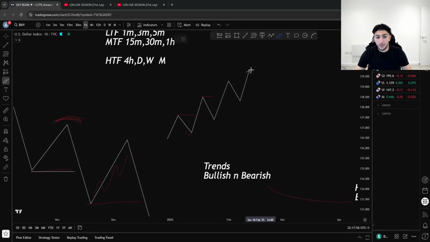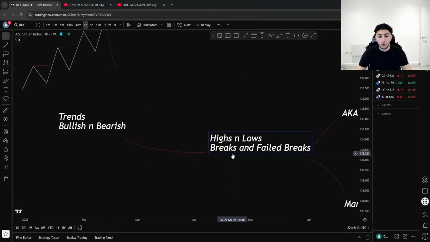But then, if we get a break in structure, right? Where we can see we've been making higher highs and higher lows, and now price ended up making a lower low. This right here is our break in structure. I'm just going to call it a break to keep it simple. A lot of you are going to say market structure shift, change in character, break of structure. I'm just going to keep it simple and call it a break.